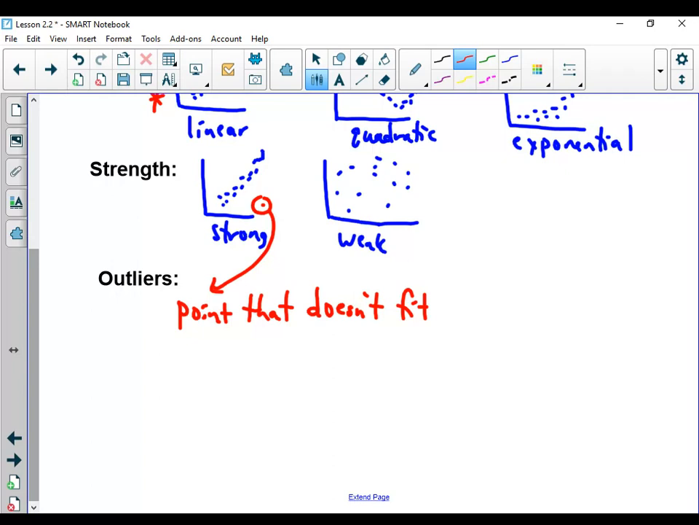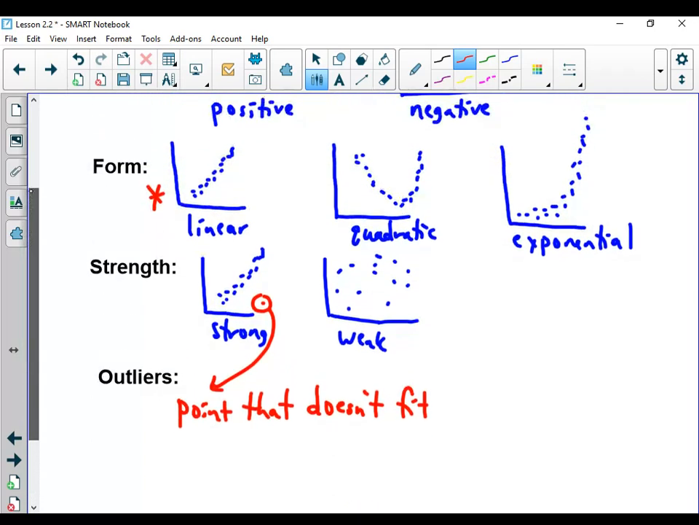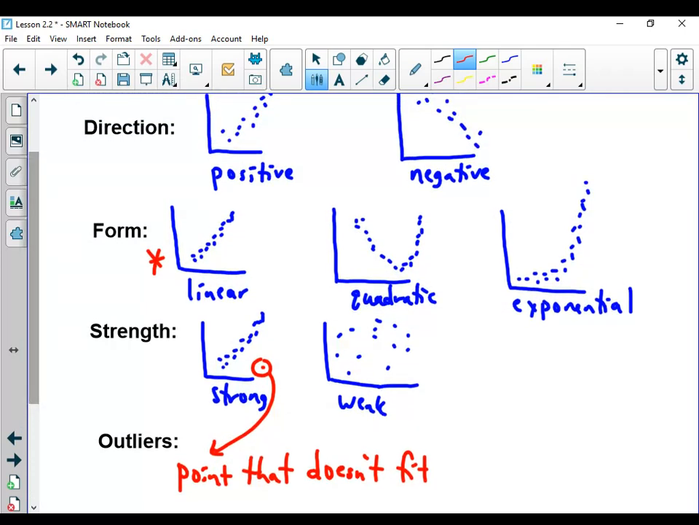So if I ever ask you to describe a scatter plot, I'd be looking for those four things. Which direction is it going, what's the form that it's in, its strength, and do we have any outliers?